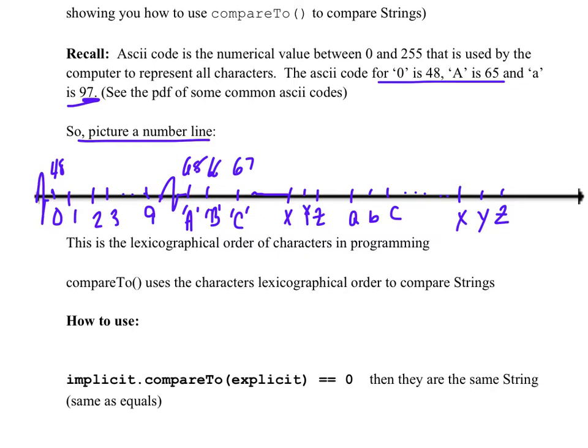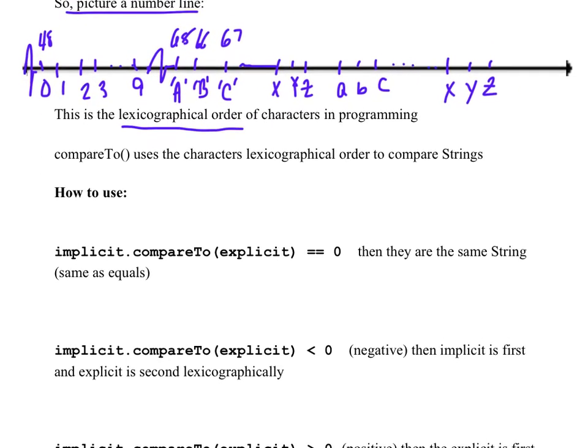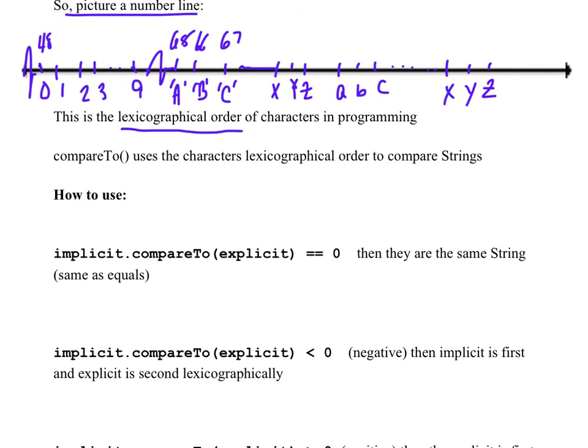This is the number line that's called lexicographical order. It's not necessarily alphabetical order, because the uppercase letters come before the lowercase. It's like alphabetical, but it includes numbers, letters, characters, all that other stuff. If you look at the ASCII code PDF that I gave you, you'll see that. This lexicographical order helps you understand the order that strings are in and how the computer is going to compare them.